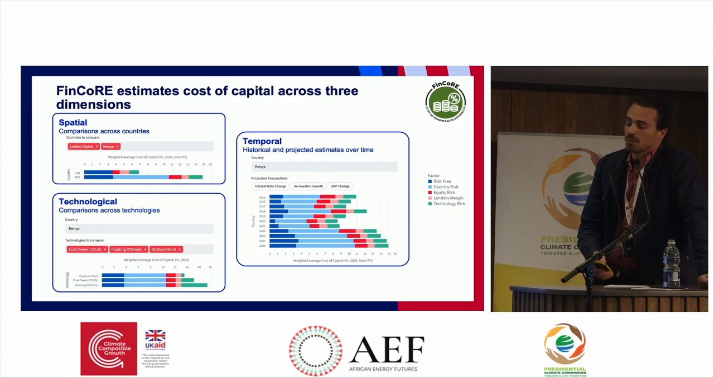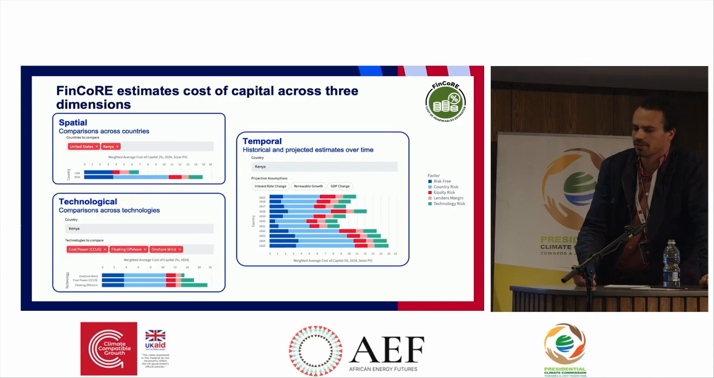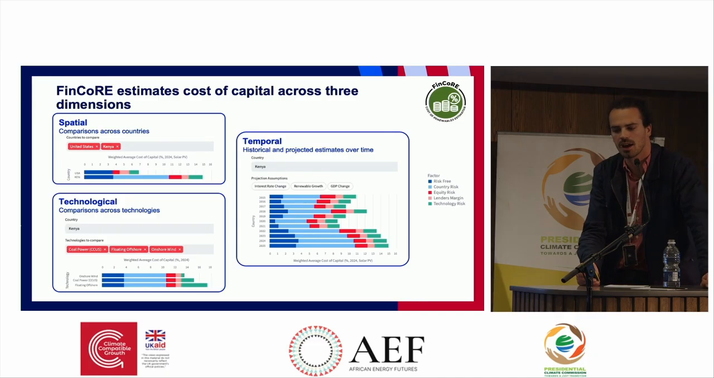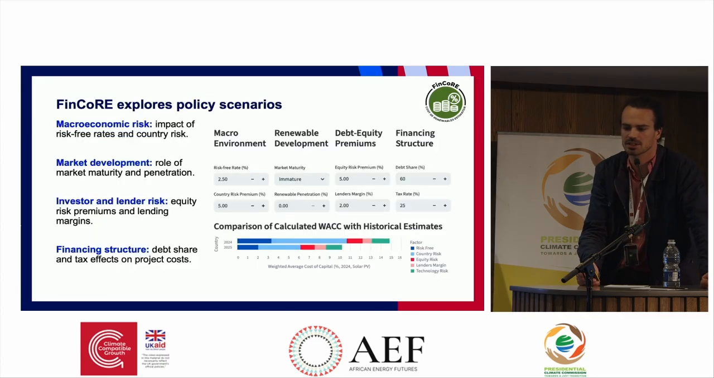And it applies across 3 dimensions. So there is spatial. As I said, we cover quite a wide number of countries at this point and ever expanding. There is technological. So we cover both sort of renewable and some non-renewable, but this has expanded quite significantly in terms of the technology coverage. And then temporal, projecting up until 2030. So you can see year on year how these risks change and how the overall cost of capital is likely to change based on these projections.